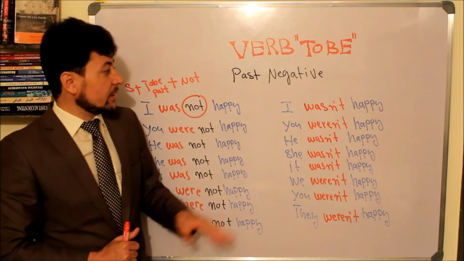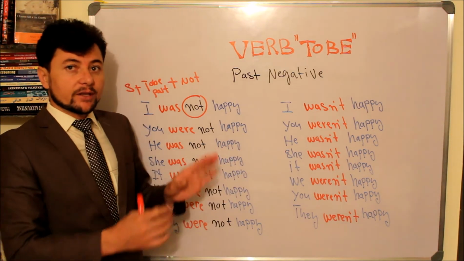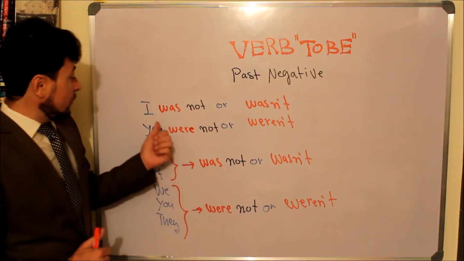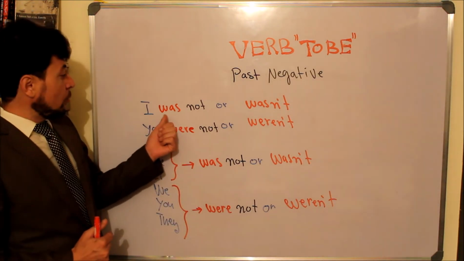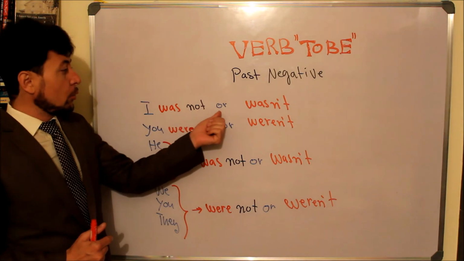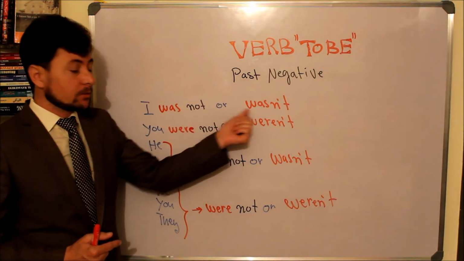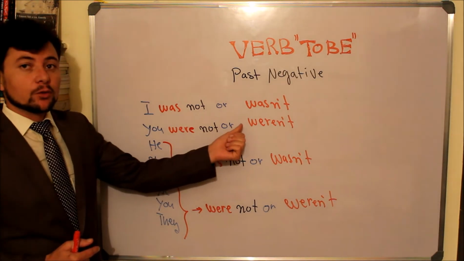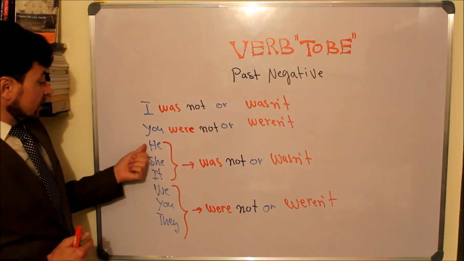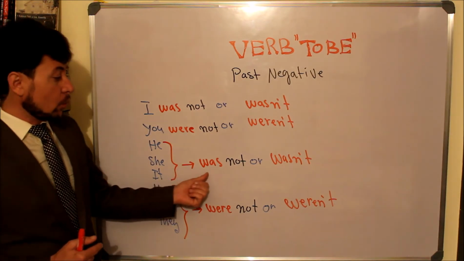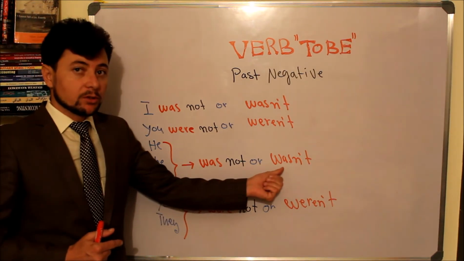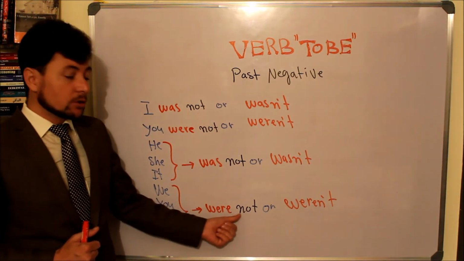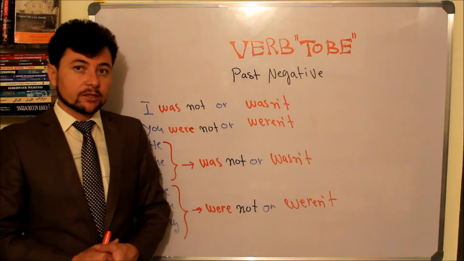So this was the negative. Now let's look at the form clearly for this. In negative form, for subject I, we use was not, or we use the contracted form wasn't. For you, we use were not, or we can use weren't. For he, she, it, we use was not, or we use wasn't, the contracted form. For we, you, they, we use were not or weren't, the contracted form.